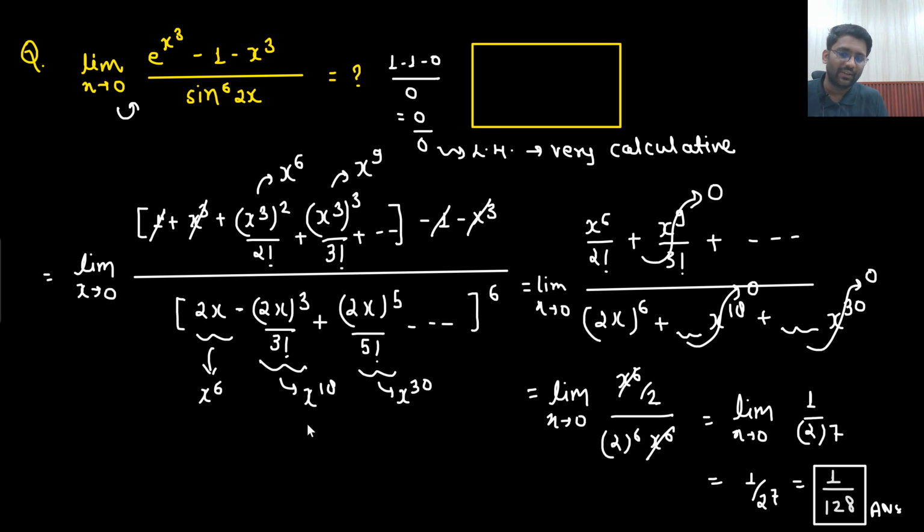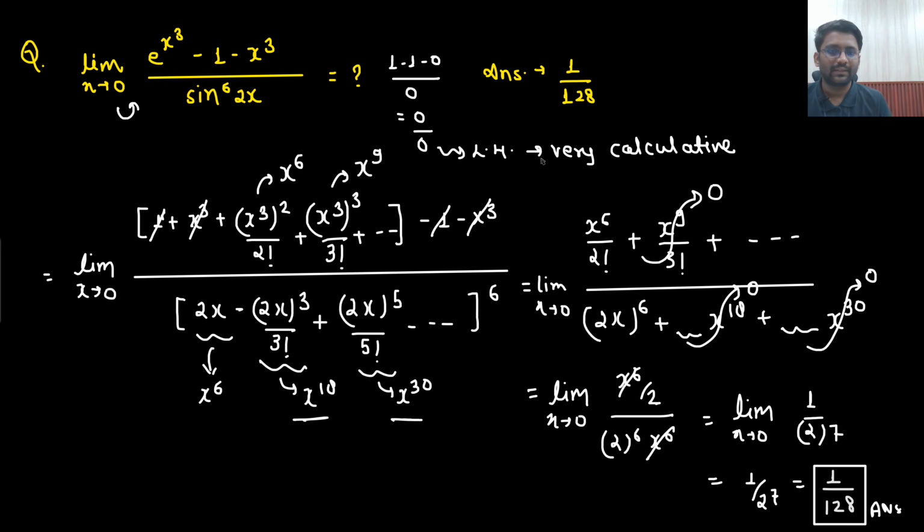2x to the power 6. This is ignored. This is also ignored. So simply I am getting 2x to the power 6. So this will become 2 to the power 6, x to the power 6. So x to the power 6 and x to the power 6 got cancelled out, leaving 1 by 2 divided by 2 to the power 6. So that's the answer I have written here. Is that clear to you? Answer is 1 by 128.